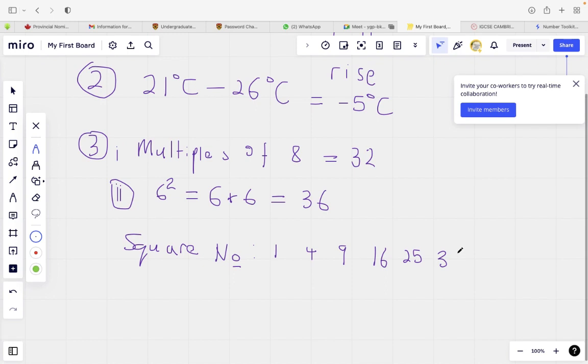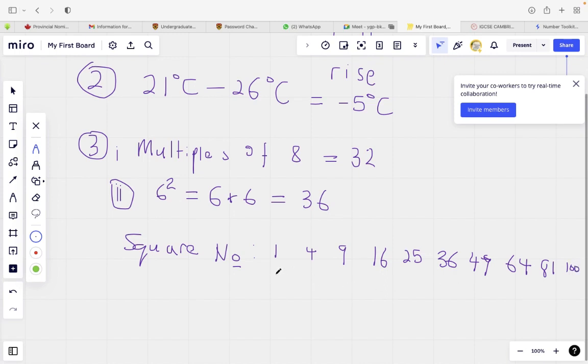Like 36. After 5 squared is 6 squared. 6 squared equals 36. Then 49, 7 squared is 49. Then 8 squared is 64. The next square number is 64. The next square number is 81, 9 squared is 81. And the next square number after 81 is 100.